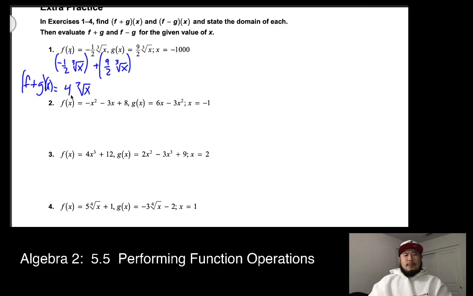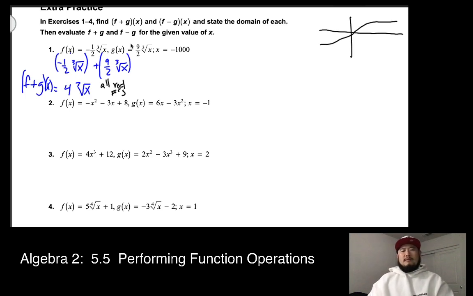The last part is it says state the domain. If you recall, we're dealing with the cube root function. We've been working on this. Cube root functions look something like an S shape. So that means the domain would be all real numbers. All right, and that is f plus g of x.